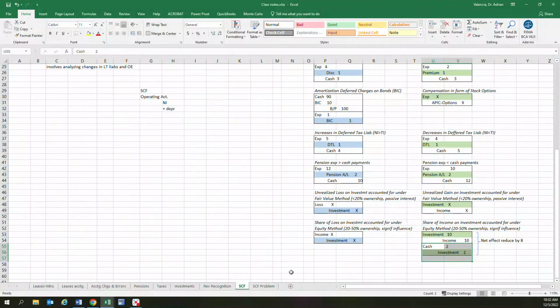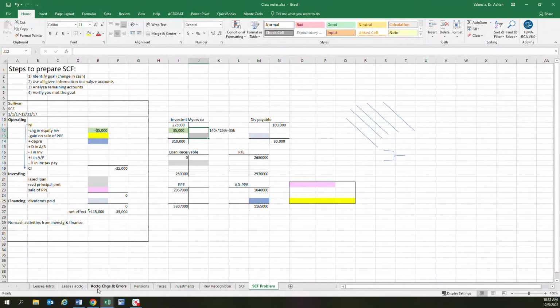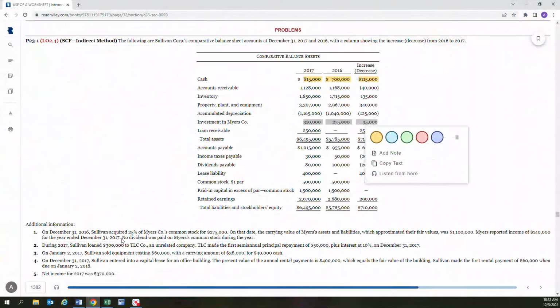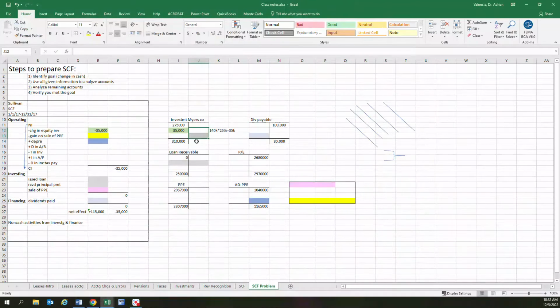But it might be the case that there's no dividends. So let's see what we are told. No dividends were paid on Myers Company stock during the year. Okay, so even though we incorporated part of the profit, there were no dividends. So technically this is zero.